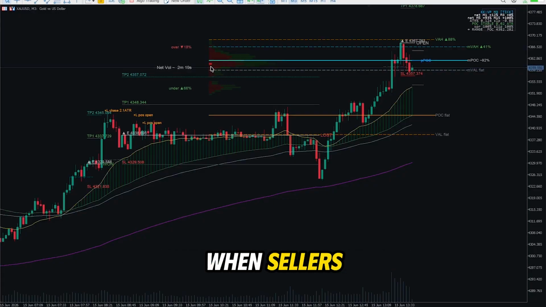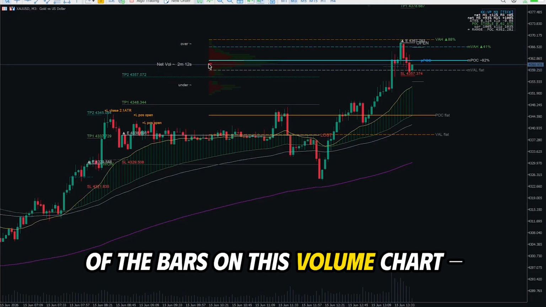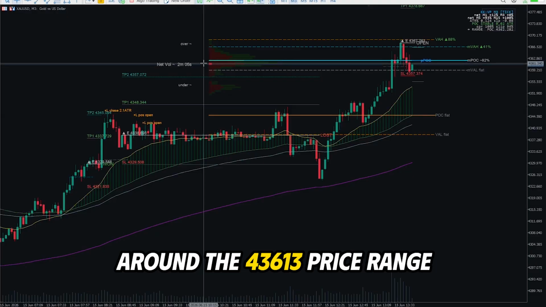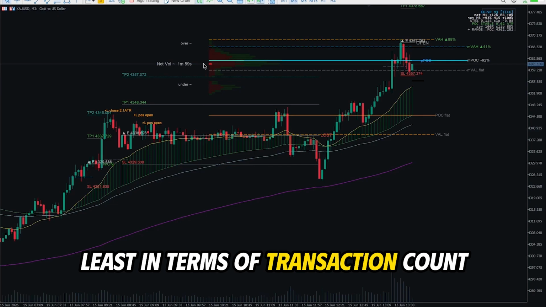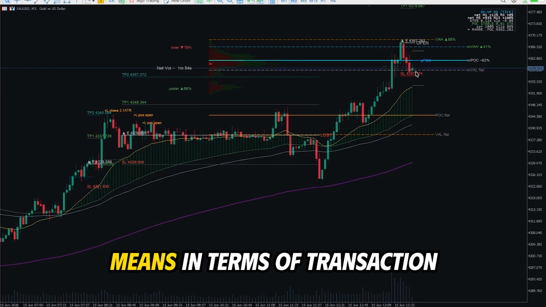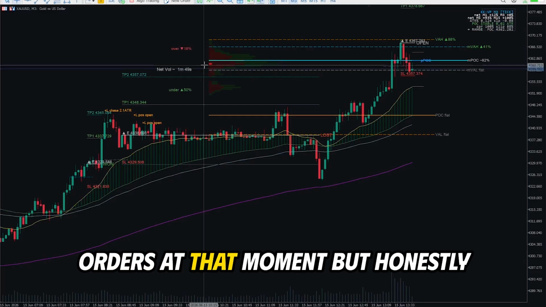When sellers have the upper hand, you see the red portions sitting right at the top of the bars on this volume chart, which shows that at this price level, around 4,361.3, people are enthusiastic about selling. Pressure is stronger, at least in terms of, and then dropped. That means in terms of transaction count, sell orders outnumber buy orders at that moment.